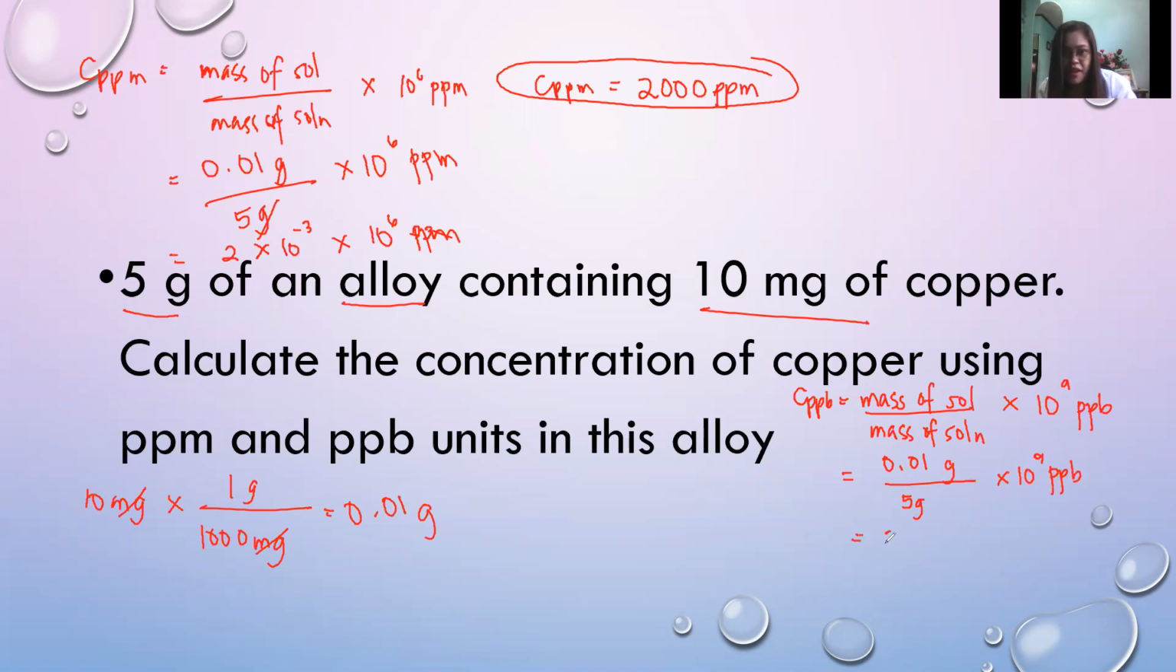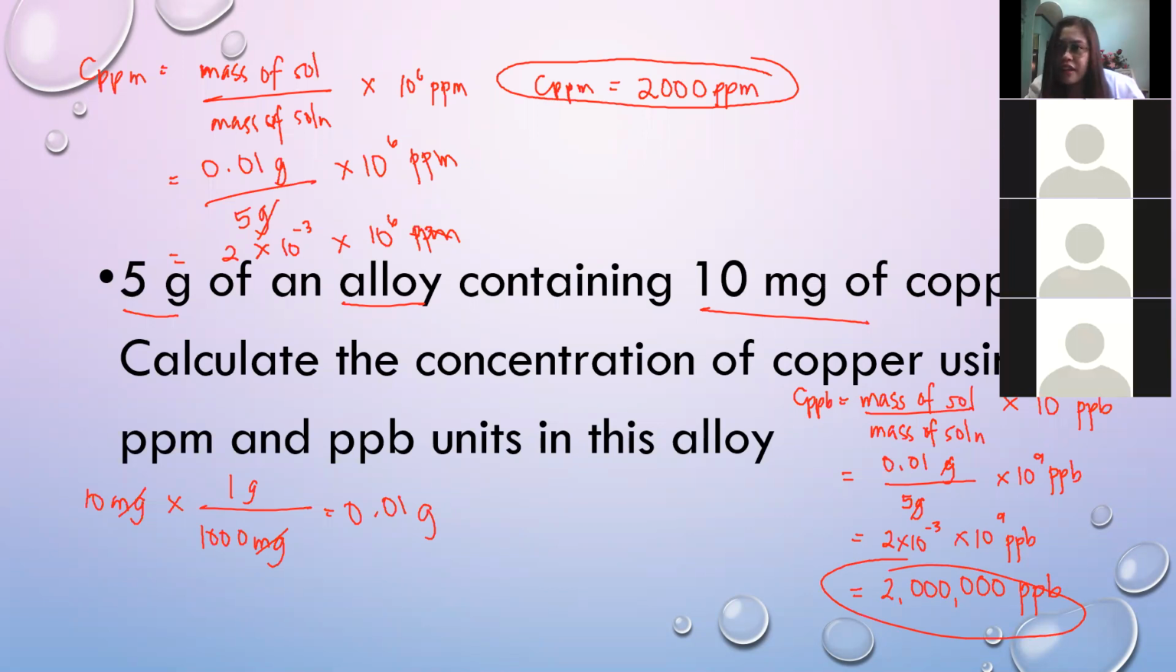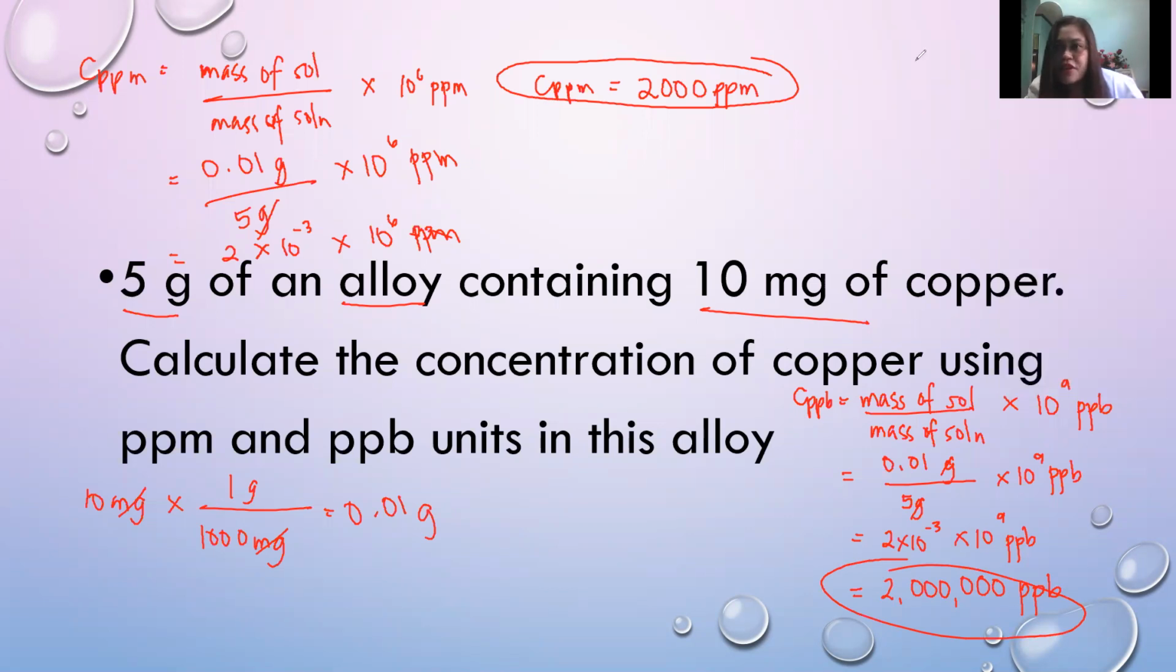So it's the same thing, 2 times 10 raised to the power of negative 3 times 10 raised to the power of 9 ppb. So ulitan na to, 0.01 divided by 5. Yes, it's 2 times 10 raised to the power of negative 3 times 10 raised to the power of 9. Okay? So tama inyuhang answer, it's 2 million ppb. That's the unit ha. ppm and then ppb. So this one is not that difficult. So tama lang. Questions?